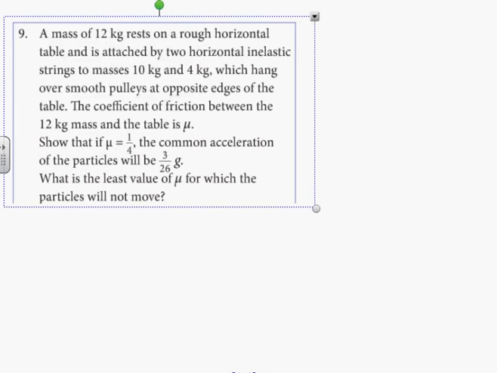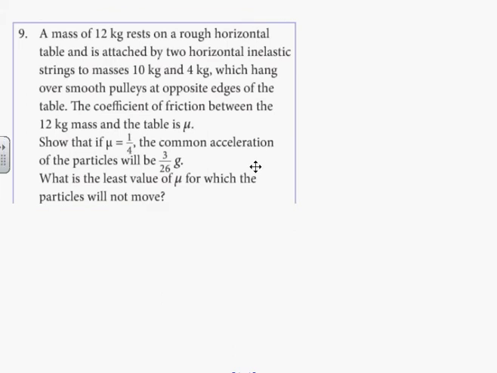So what we have here is a mass of 12 kilograms rests on a rough horizontal table and is attached by two horizontal inelastic strings to masses 10 kilograms and 4 kilograms which hang over smooth pulleys at opposite edges of the table. The coefficient of friction between the 12 kilogram mass and table is mu. Show that if mu equals a quarter, the common acceleration of the particles will be g over 26. What is the least value of mu for which the particle will not move?